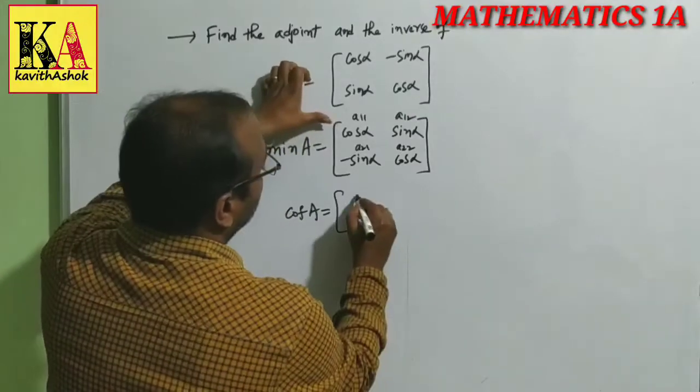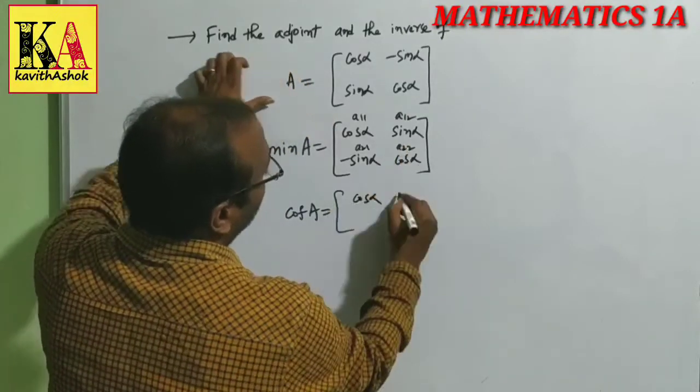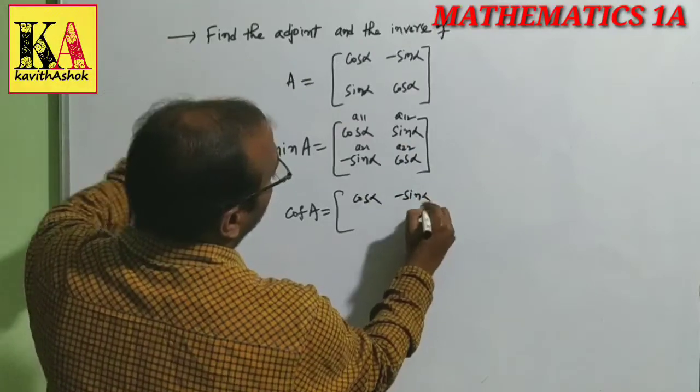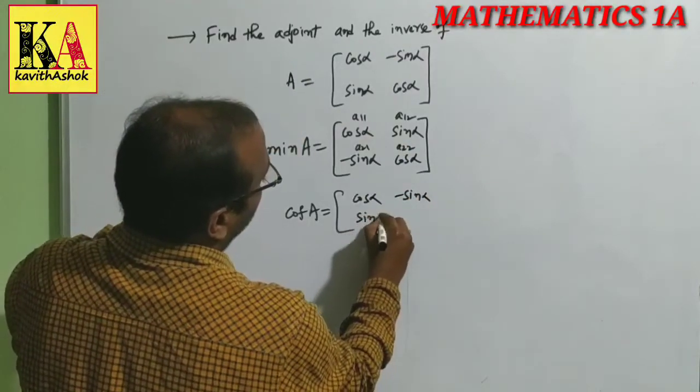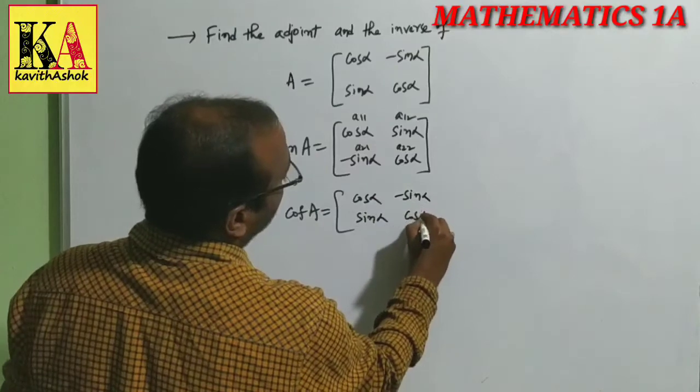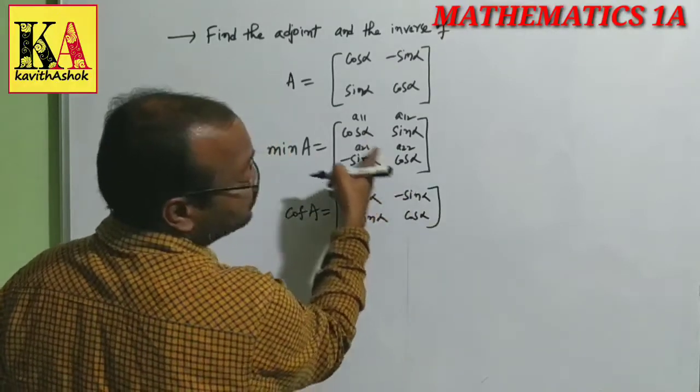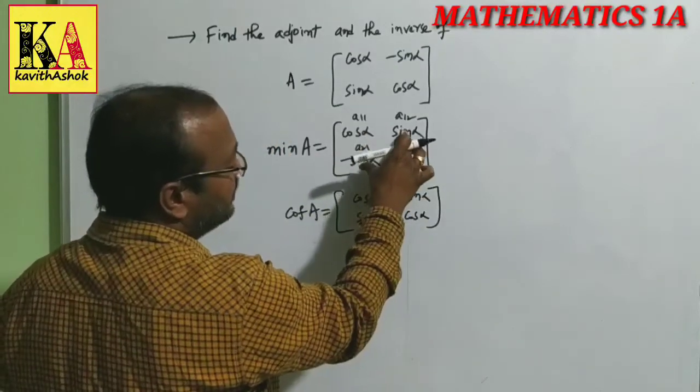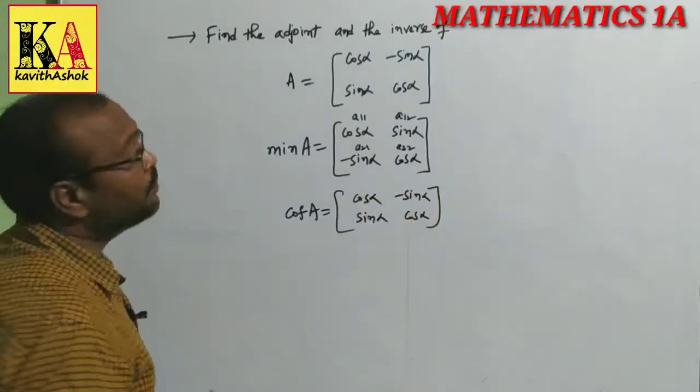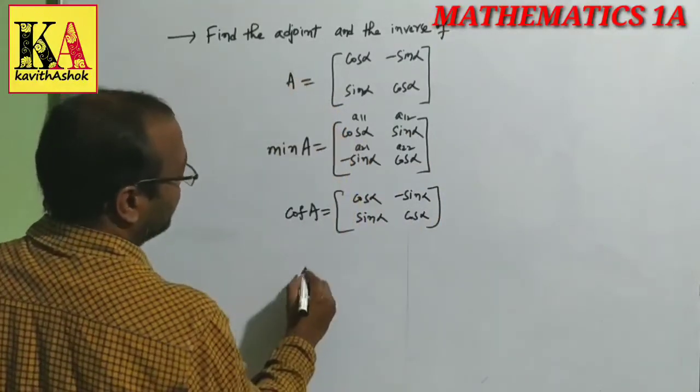So this is cos alpha, and here it will become minus sin alpha, and this will become sin alpha, and this will be cos alpha. There is no change in these two elements. The sign will change in these two elements. So this is the cofactor. Now we want the adjoint.